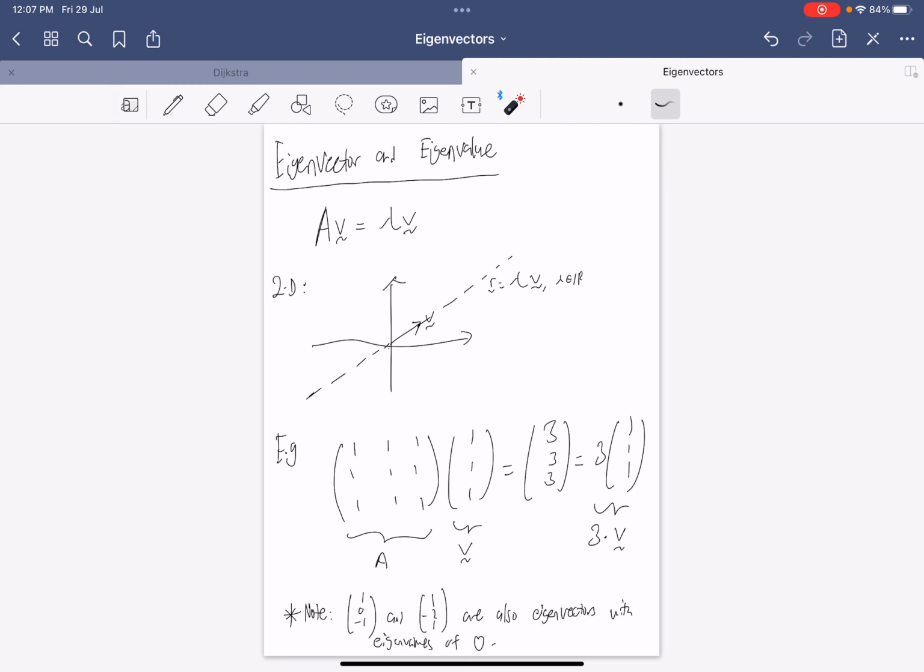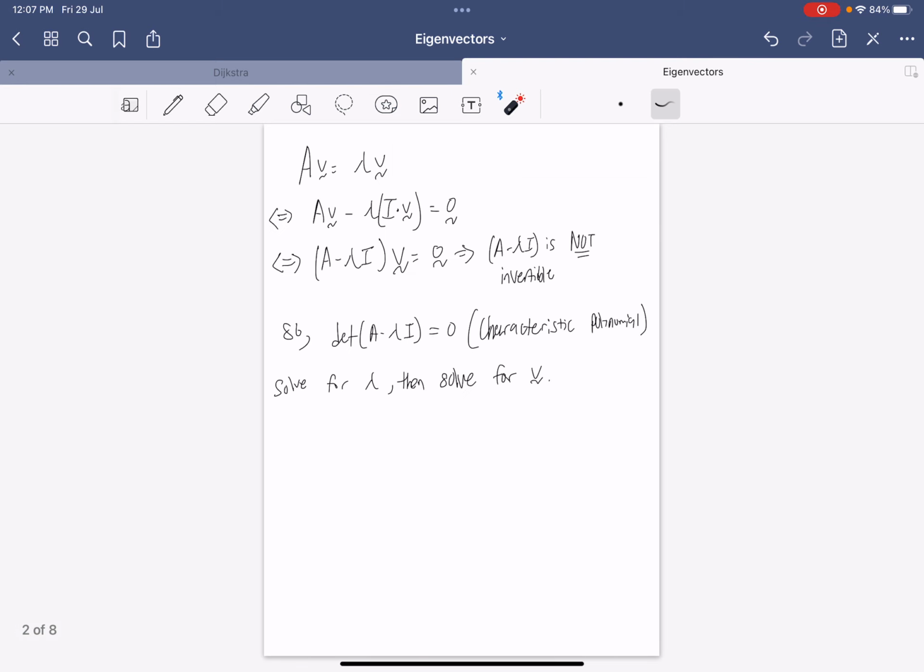But what I want to do now is show you the step-by-step procedure on how to find them manually. So we start with the equation AV equals lambda V. This implies that when we shift this over to the left-hand side, we get AV minus lambda, and now we want to convert them to the same order, so you multiply by I, the identity, times V. So A and I are in the same order of n, so it's basically an n times n matrix. And this must equal the 0 vector.